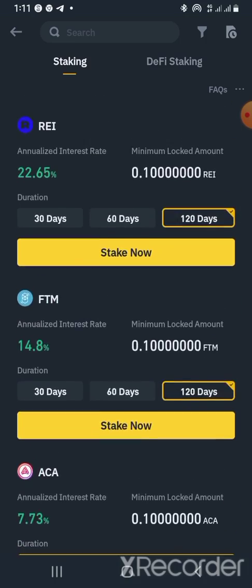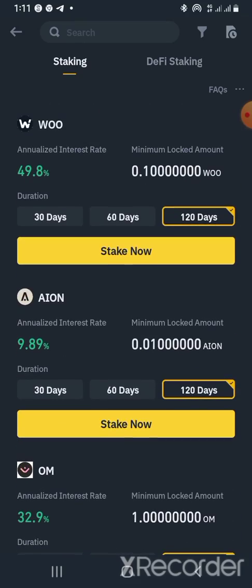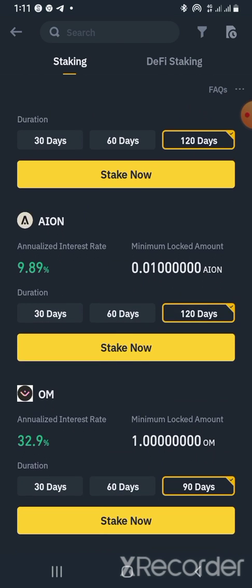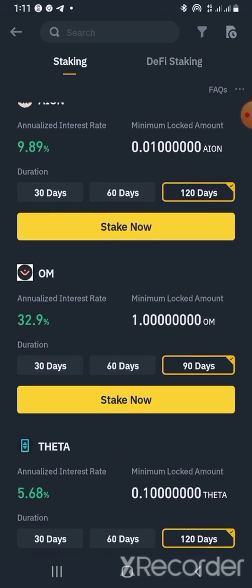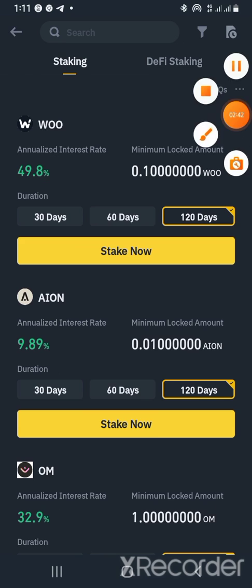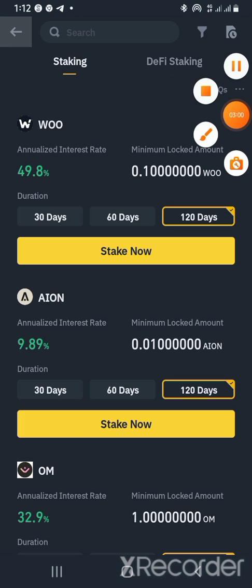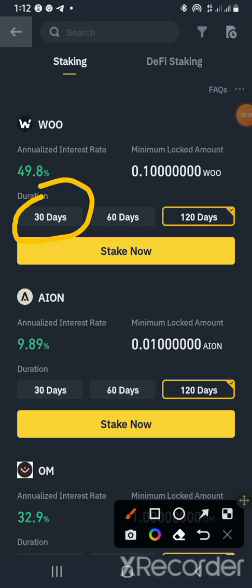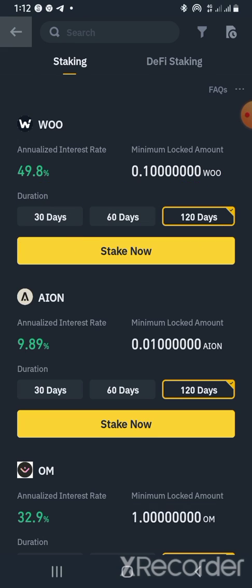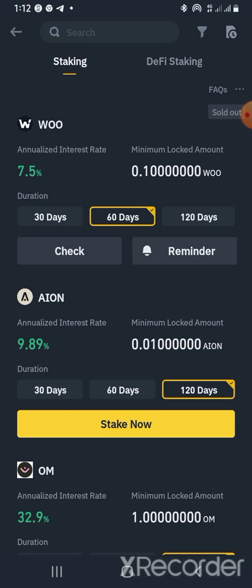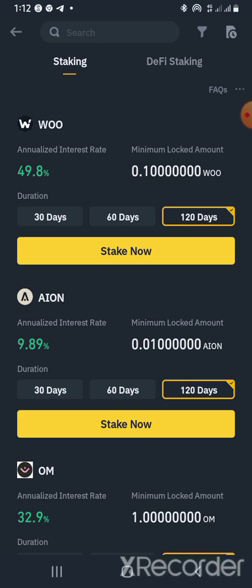Now in the staking section, there are so many cryptocurrencies you can actually stake and their APY. So now their annual interest rates can be seen in this section. That is the percentage you are receiving, annual interest rates you are receiving for staking your cryptocurrency. And they have different time periods to stake. If you are staking for 30 days, 60 days, 120 days, they have different interest rates. If I click on 30, you can see it's about 5.95%. 60 is 7.5%. 120 days is about 49.8%. That's the annualized interest rate you are getting for this particular coin.